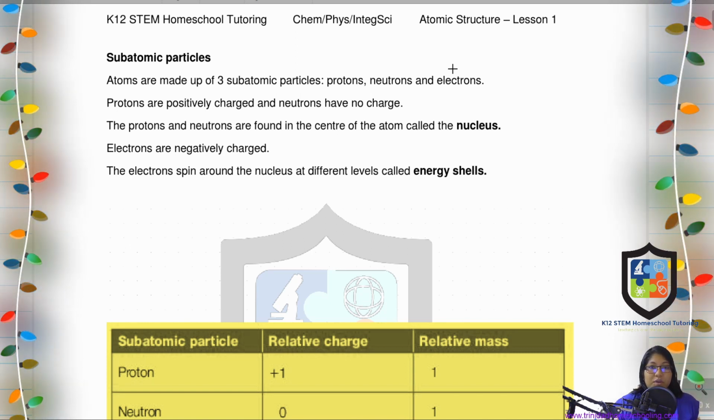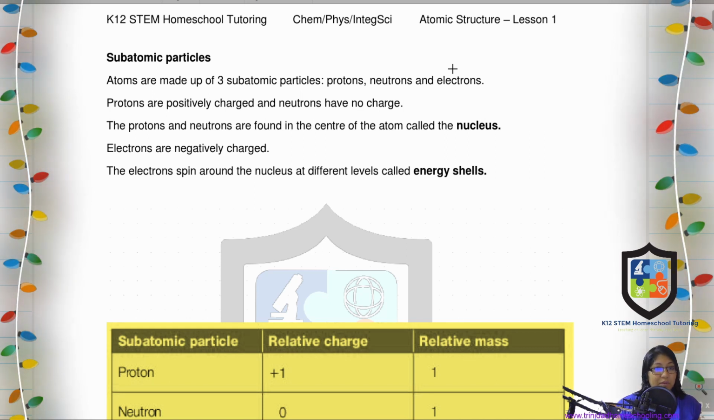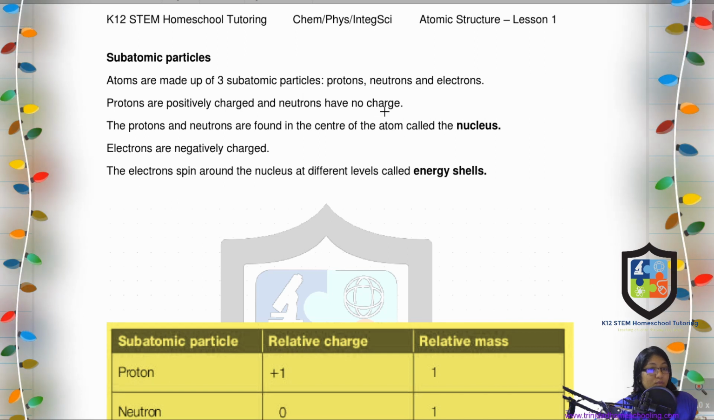So, if we go on another planet or in space and we come across a new element, alright, we would look at its protons, neutrons, and electrons to identify what it is. The protons of these atoms are positively charged, and the neutrons of the atoms have no charge. So, the protons and neutrons are found in the center of the atom called the nucleus.